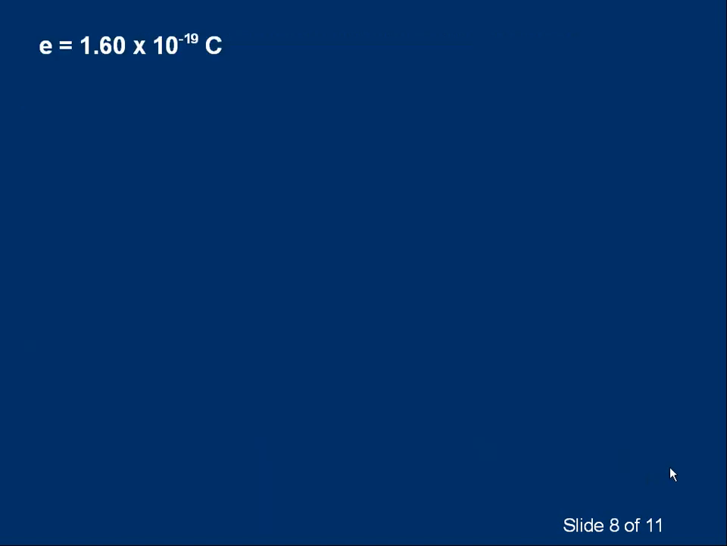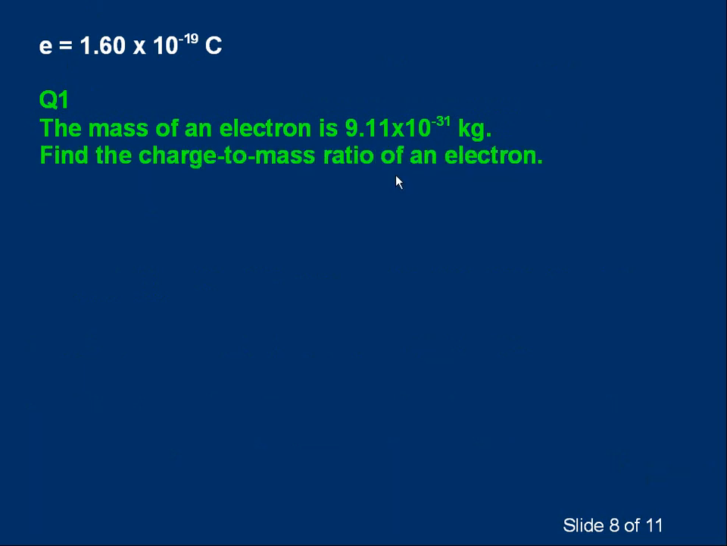It's time to do some calculations, so you'll need to do some work here. Give me a chance to shut up. So, question 1: the elementary charge is on the top. The mass of an electron is 9.11 times 10 to the minus 31 kilograms, to 3 significant figures. Can you find the charge to mass ratio of the electron? Pause and try it for yourself.